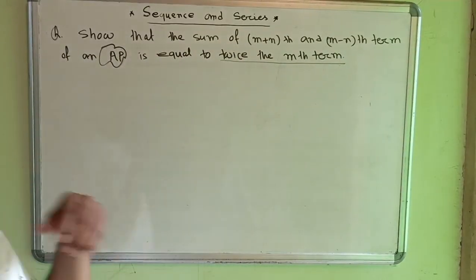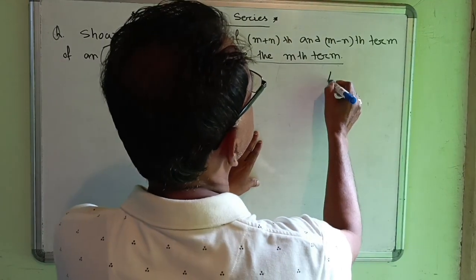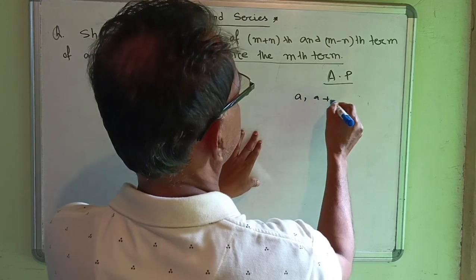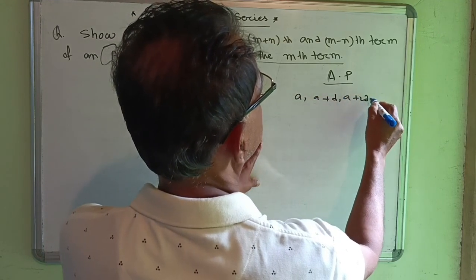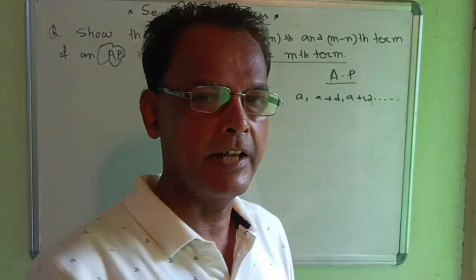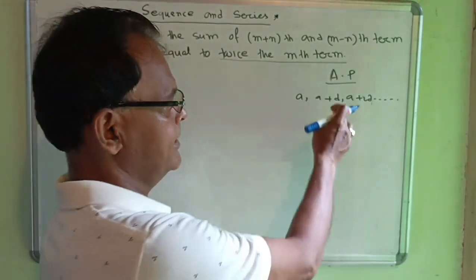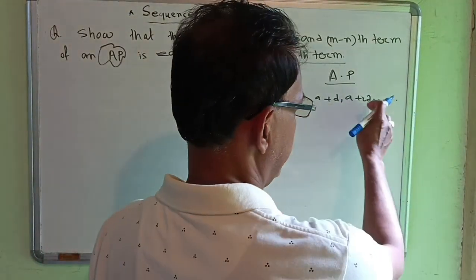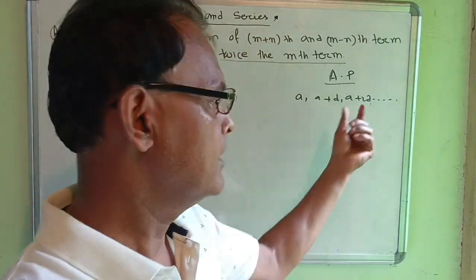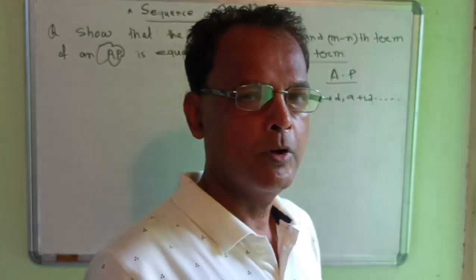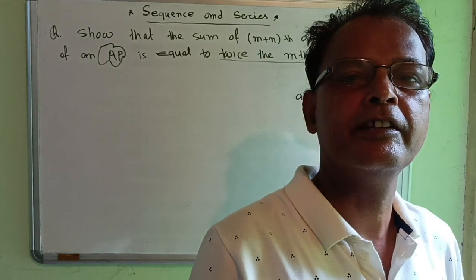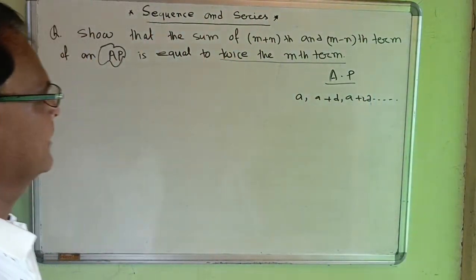Before going to discuss this problem, what is AP? AP is what? a, a plus d, a plus 2d, that is known as the AP series, where a is the first term and d is the common difference. That is, this minus this we get d, and this minus this we get d. That is the rule. Second term minus first term, third term minus second term, fourth term minus third term, always equal to a constant, which is known as d. d is known as the common difference. That is the AP.